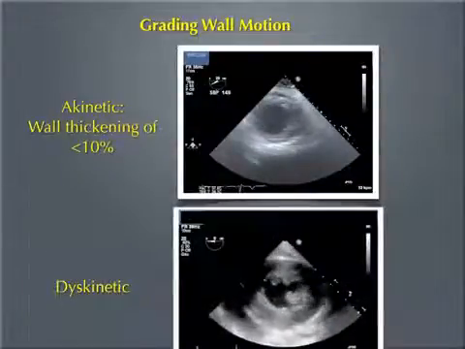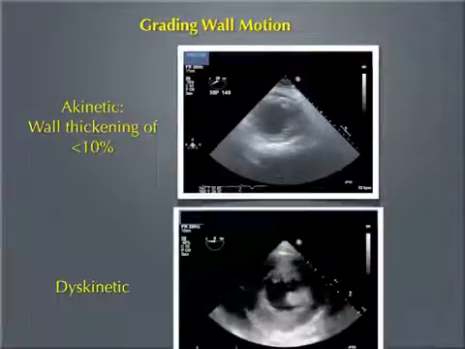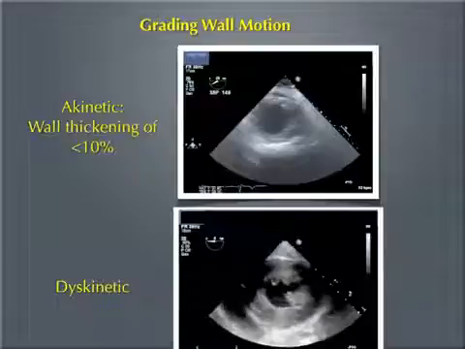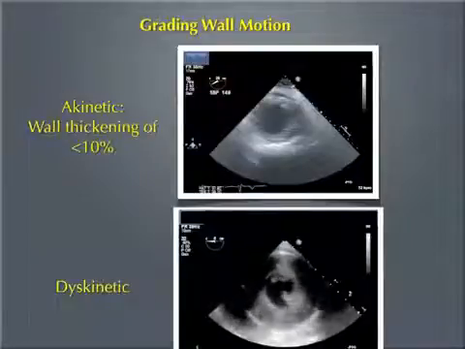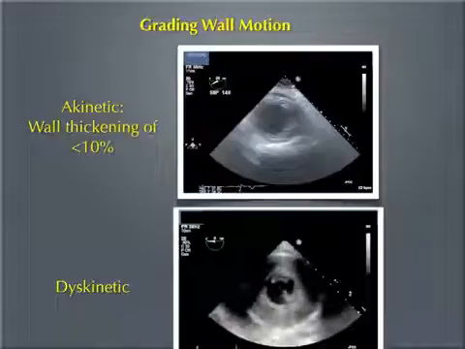Dyskinesis occurs when a segment moves outward in systole instead of contracting inward and thickening. In this image, the inferior wall is dyskinetic and exhibits paradoxical movement with systole.